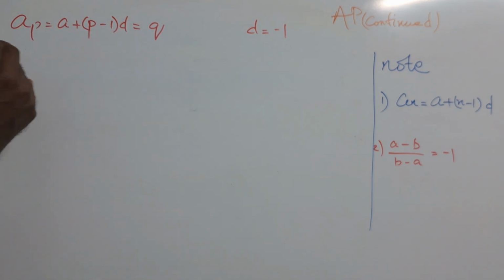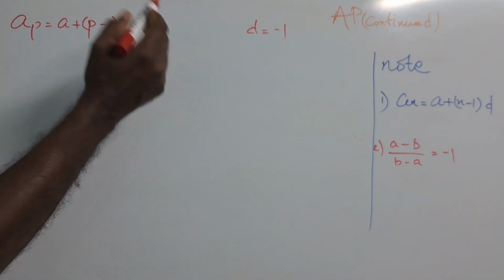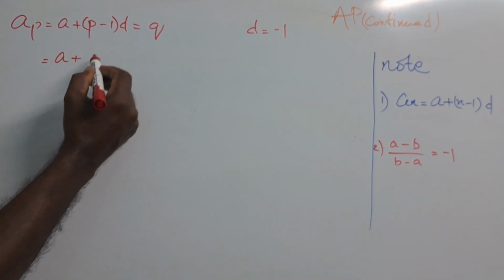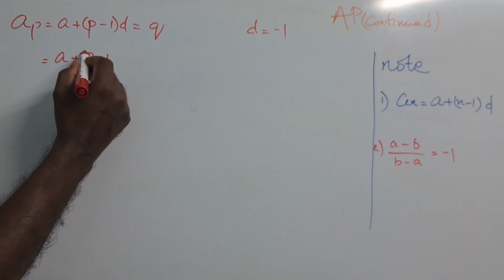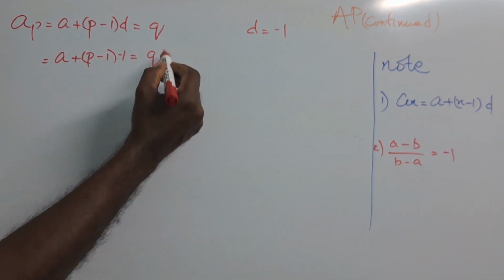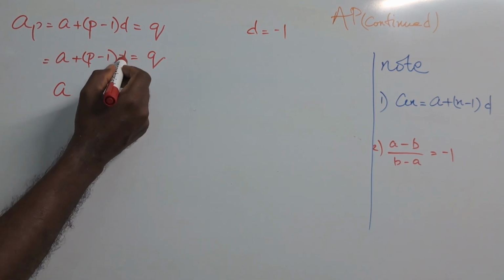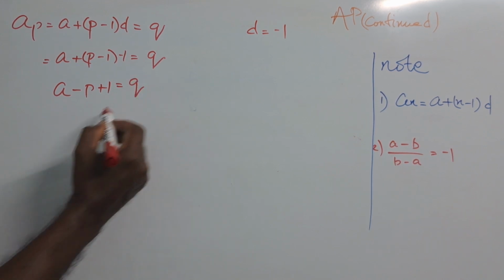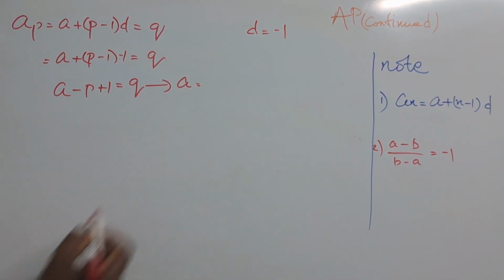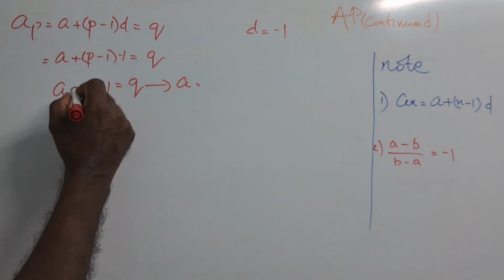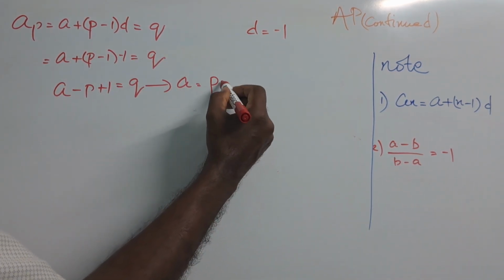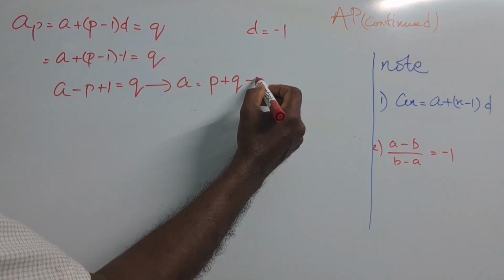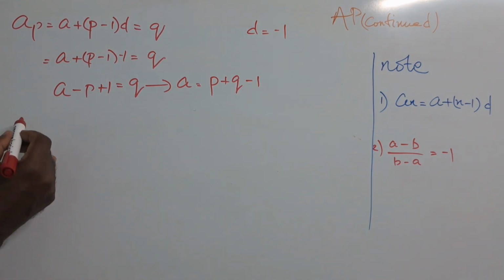I consider this equation: AP is equal to A plus (P minus 1) into D, is equal to A plus (P minus 1) into minus 1, is equal to Q. That is, A minus 1 into P, minus 1 into minus 1, is equal to Q, and A is equal to, this minus P becomes plus P, and plus 1 becomes minus 1 on the other side of the equation. This is A.